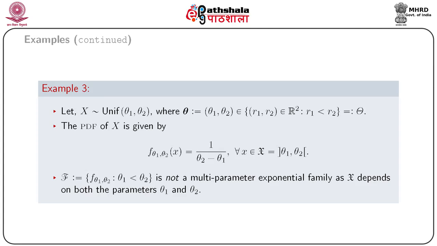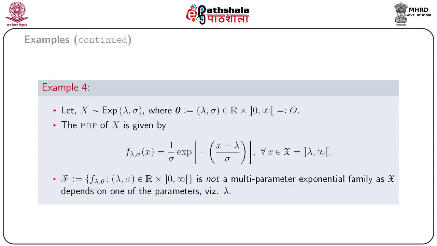Next we consider another example. Suppose x follows the rectangular distribution with parameters θ1 and θ2. Then the PDF of x is given by f(x) = 1/(θ2 − θ1) if θ1 < x < θ2, and 0 otherwise. Since the support of the distribution depends on θ1 and θ2, f(x) does not belong to the two-parameter exponential family.